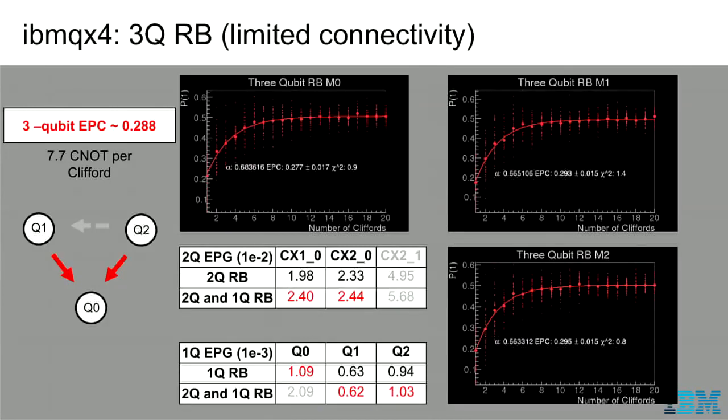But with the same pairs and limited connectivity, where I took out one of the CNOTs, you're using a lot more CNOT gates per 3-qubit Clifford. Now the 3-qubit error per Clifford is a little higher, but by knowing how many CNOTs and these errors, the error per Clifford matches fairly well to what we would expect.